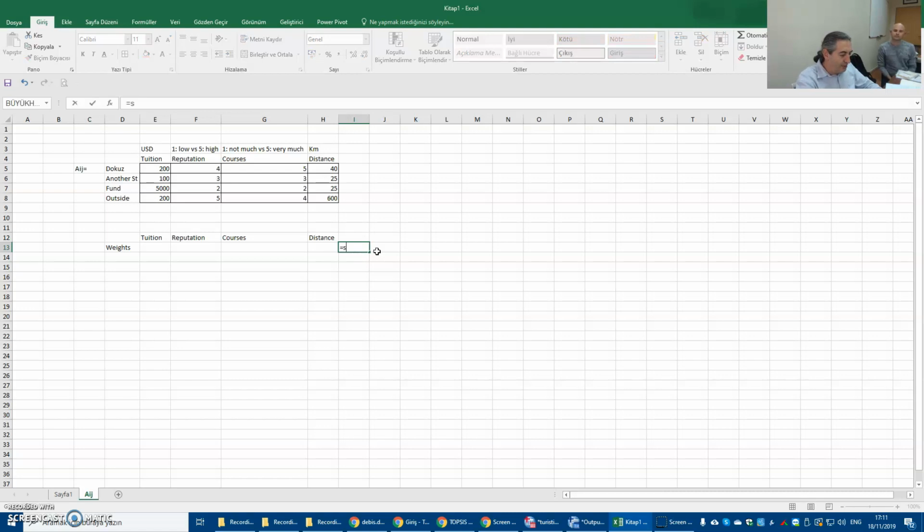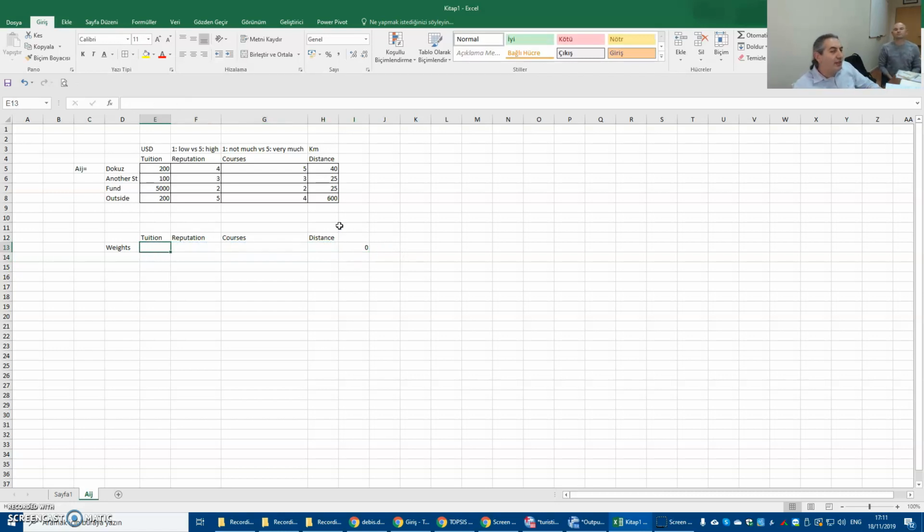I mean equals total, in Turkish, but you will put the sum function, okay? I will put the Turkish one. This is the sum function of these values to check whether the total is 1 or not, okay?